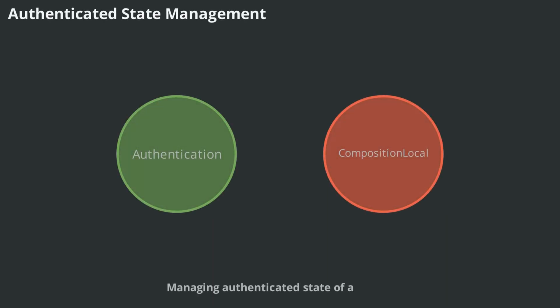Managing authenticated state of a user can be streamlined using composition local. By providing authentication state through composition local, you allow composables to access user information and authentication status globally. This approach simplifies state management and ensures consistent access to authentication data across the app.